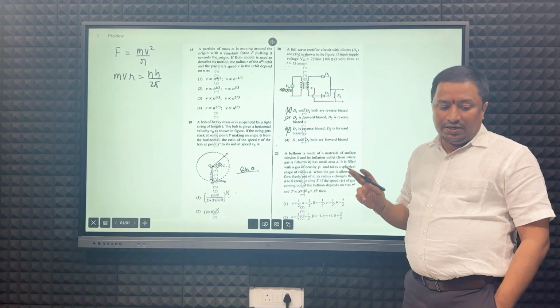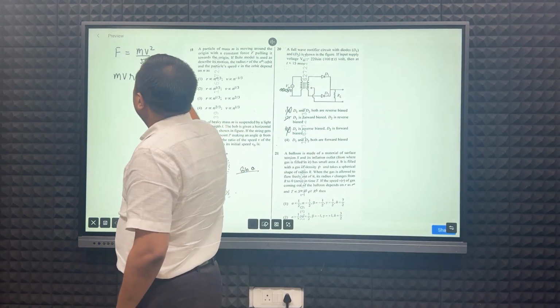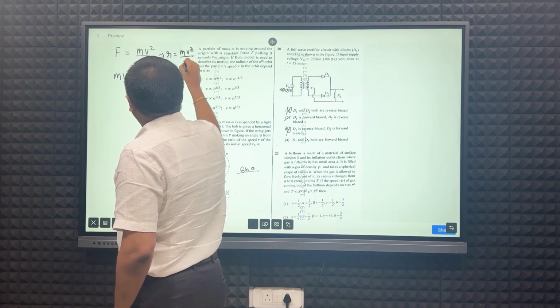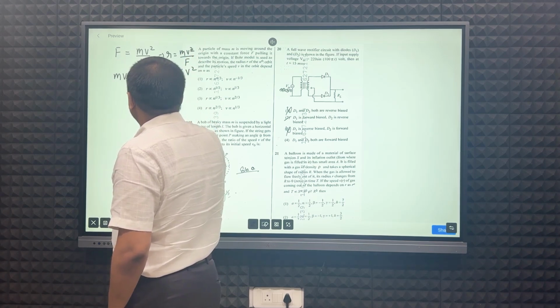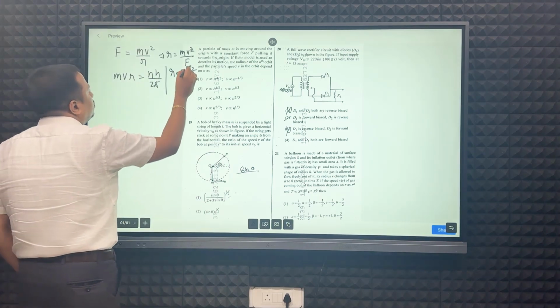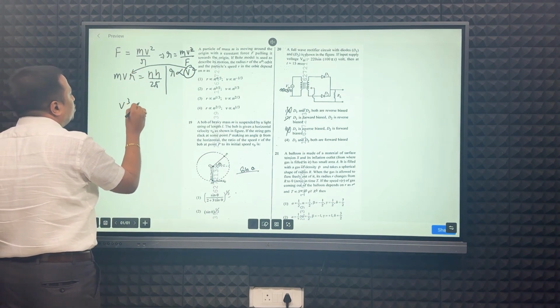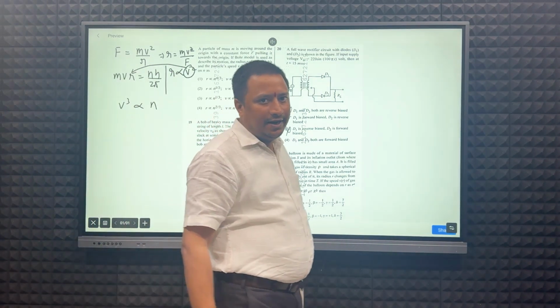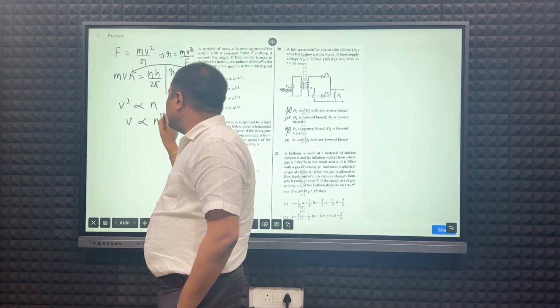One thing we are aware of is that v raised to power 3 will be directly proportional to n. Why am I saying this? Because your r can be written as mv square by F. So your r is directly proportional to v square. If I substitute it here, I can directly say that v cube is directly proportional to n. So from here I can say that v will be directly proportional to n raised to power 1 by 3.